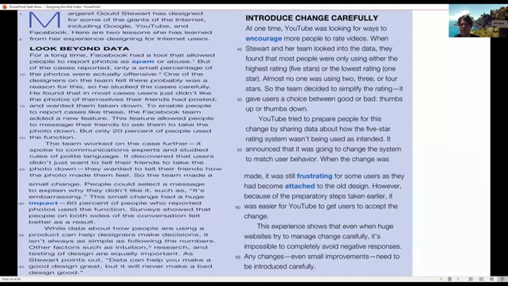YouTube tried to prepare people for this change by sharing data about how the 5-star rating system wasn't being used as intended. It announced that it was going to change the system to match user behavior. When the change was made, it was still frustrating for some users as they had become attached to the old design. However, because of the preparatory steps taken earlier, it was easier for YouTube to get users to accept the change. This experience shows that even when huge websites try to manage change carefully, it's impossible to completely avoid negative responses. Any changes, even small improvements, need to be introduced carefully.